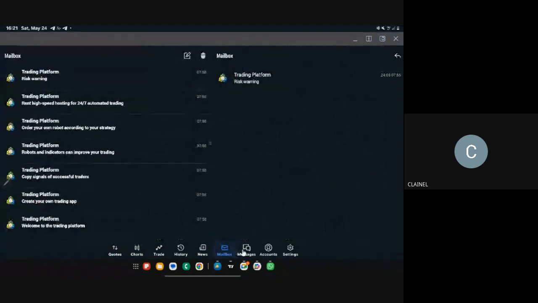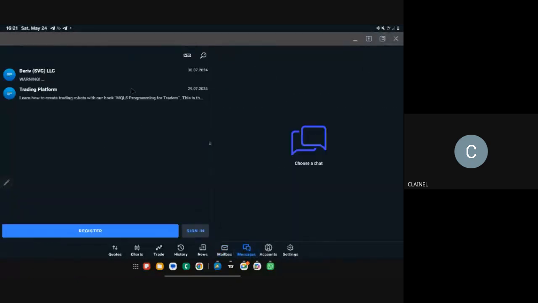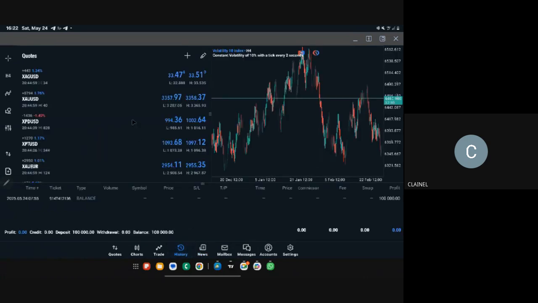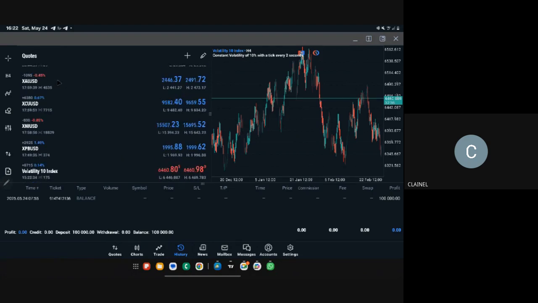We have the mailbox, we have the messages where Meta 5 messages you whether your trade has hit your take profit or your stop loss. We have mailbox also from Meta 5 telling you your risk warning. News, I think you have to join a community for that. We have quotes. These are your quotes, different pairs.